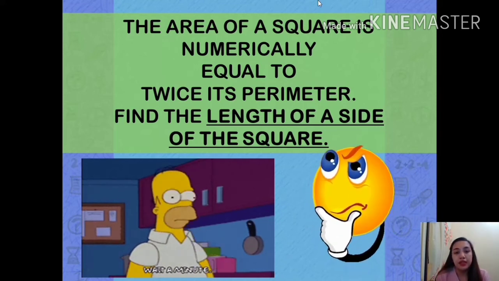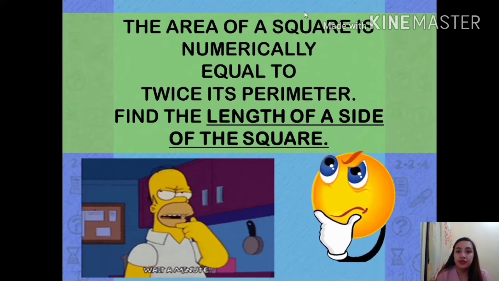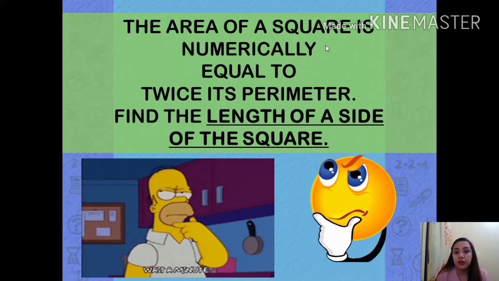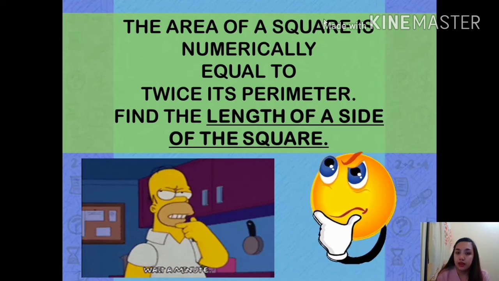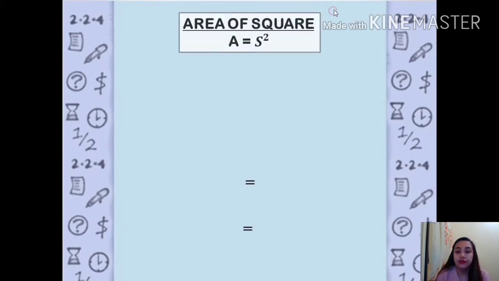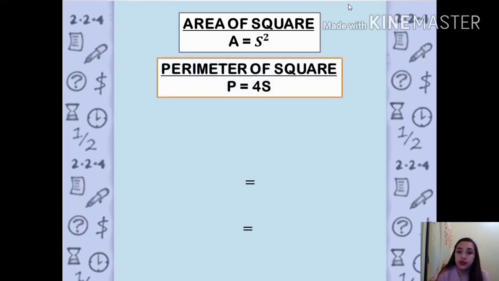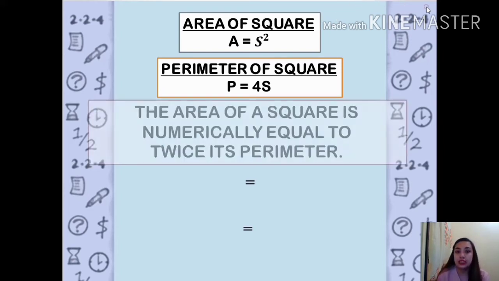So, ang gagamitin natin na formula dito is the area of a square and also the perimeter of a square. Ang hinahanap is the length. So, hahanapin natin kung gaano kahaba yung isang side ng isang square. Now, let us list all the formulas. So, the area of a square is A equals S squared. Next, the perimeter of the square is P equals 4 times S.